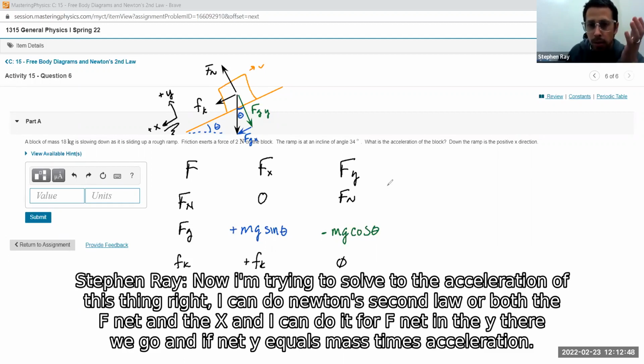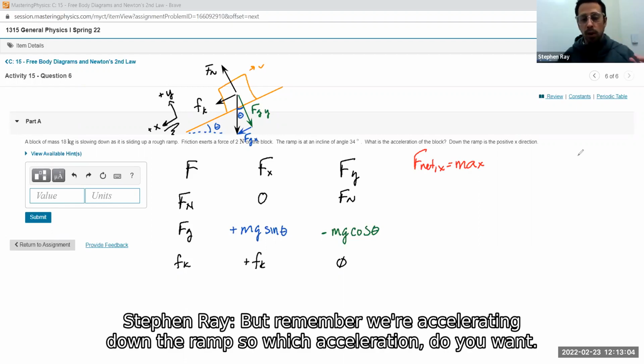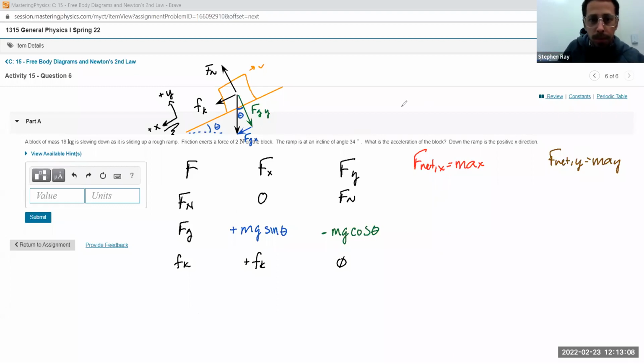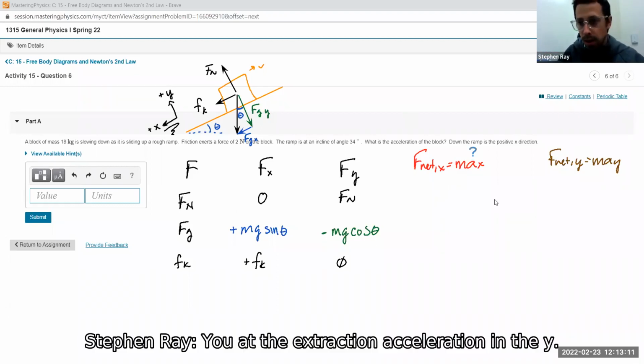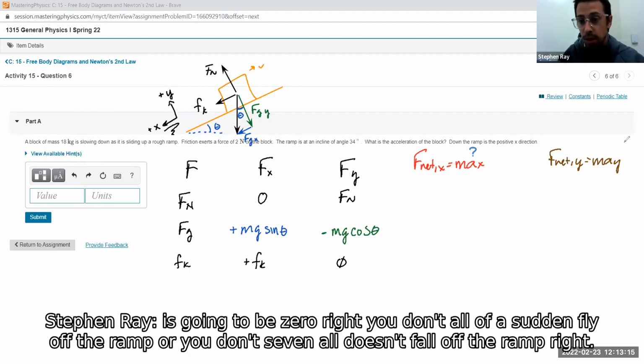I can do Newton's second law for both the F net in the x and the F net in the y. F net y equals mass times acceleration. But remember, we're accelerating down the ramp, so which acceleration do you want? You want the x direction. The acceleration in the y is going to be 0.